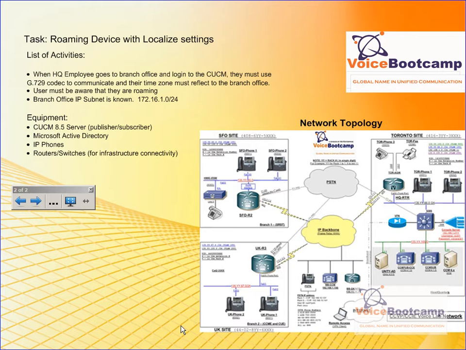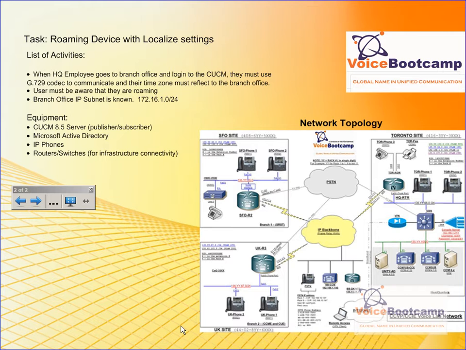So our goal is when an employee from one location goes to a different known location, not in any unknown location, I'm talking about known, such as a branch office, that when they log in from the branch office, their phone, whether it be a physical phone or a soft phone, they must inherit the certain settings related to that particular site, such as what codec they're going to use, because now that they're physically in the branch office, they're going to use a WAN to communicate with the head office.